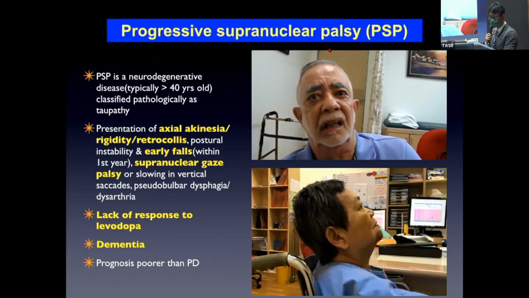Look for pseudobulbar dysphagia and dysarthria, lack of response to levodopa, and early dementia. It generally has a poorer prognosis than Parkinson's disease. You can see these two patients with the characteristic procerus sign in the top patient, the retrocollic nature in this patient, and early falls.